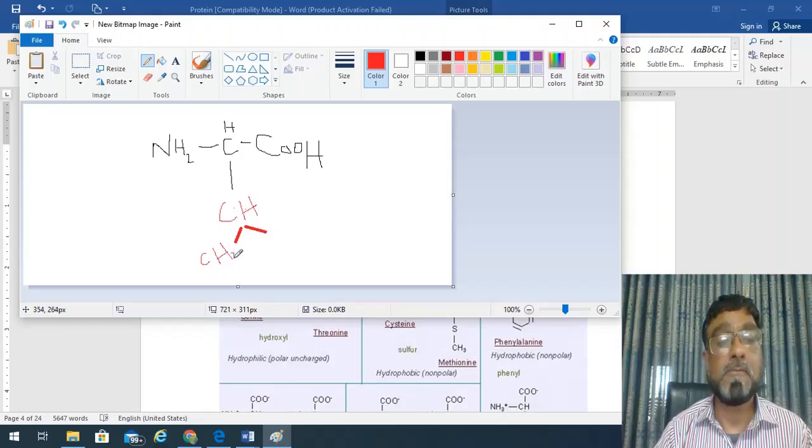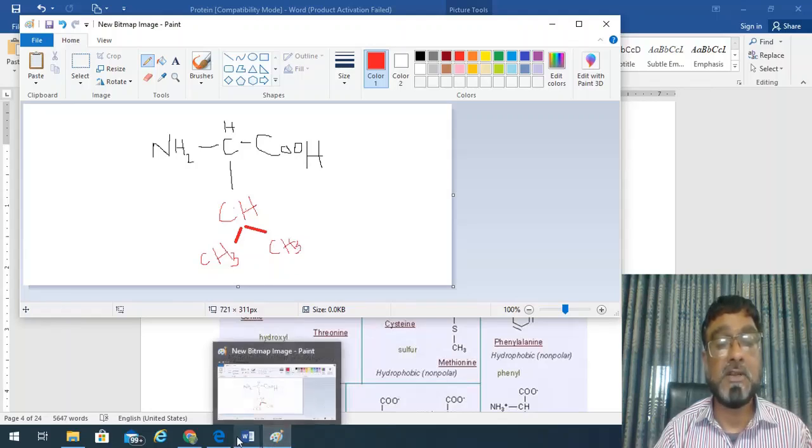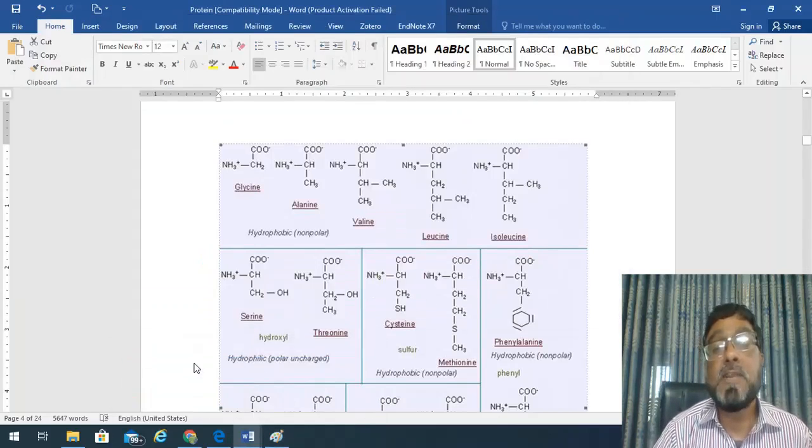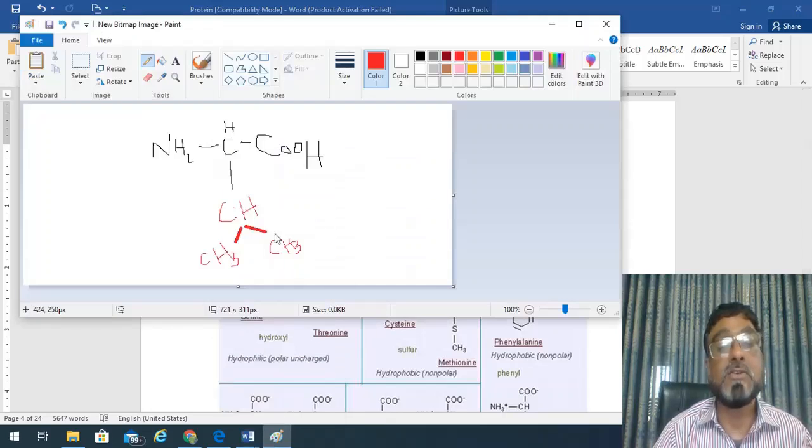CH3 and CH3. So remember, it's a branched amino acid. This is the valine. Similar is the case with the leucine. You are adding a CH2 here at that point, CH2. So you are actually adding a CH2 here.